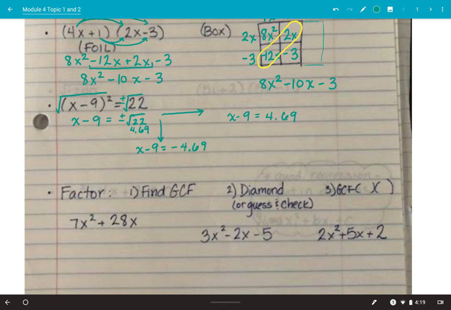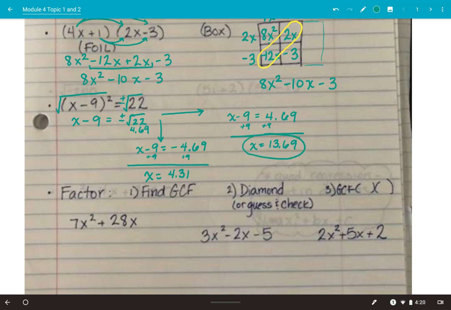And then we're just going to solve it. So we're going to add the 9. I'm just going to do it all at the same time, make it easier. So x equals, okay, and then clear my calculator. And I go 9 minus 4.69. Going to get 4.31. And if I add this together, I'm going to get x equals 13.69.